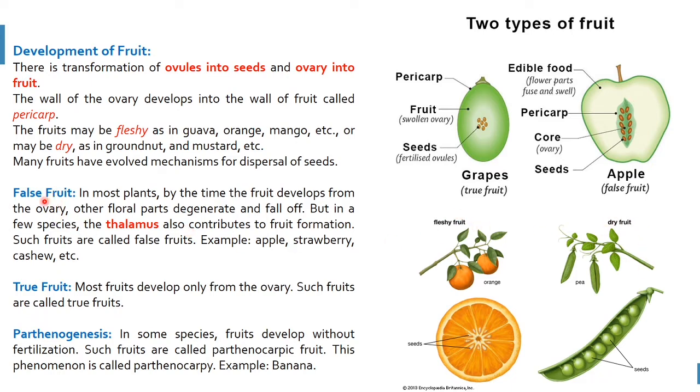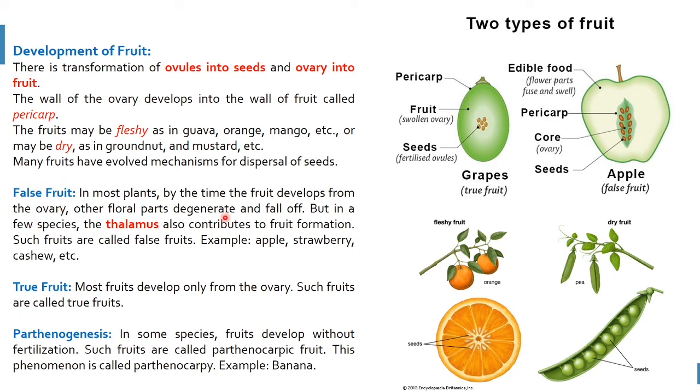Now coming to false fruits. In most of the plants, by the time the fruit develops from the ovary, other floral parts degenerate and fall off. In most of the plants, the fruit forms from the fertilized ovary; the ovary turns into fruit. The plants in which the ovary turns into fruit are known as true fruits, which develop from the ovary. Whereas there are some false fruits.